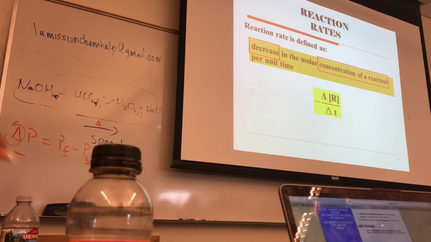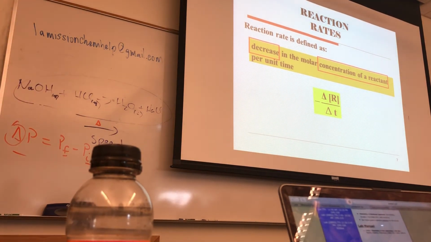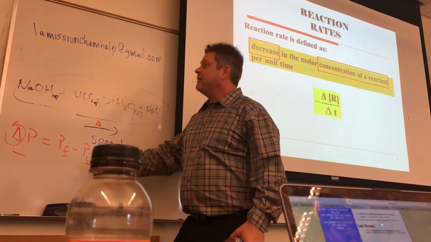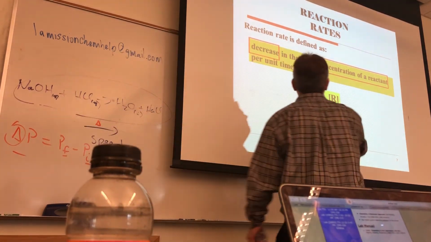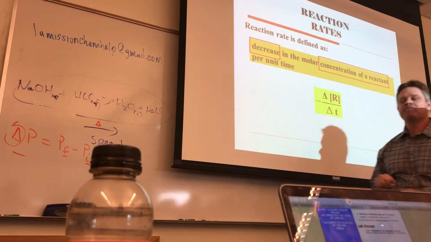Okay? So the reaction rate's always going to be positive? That's right. And the delta R is going to be negative and delta B is going to be positive? Yes. And that's because final minus initial, the final here is going to be less than the initial. So you're going to have a negative. So then the negative times a negative is a positive, so the reaction rate will always be positive.